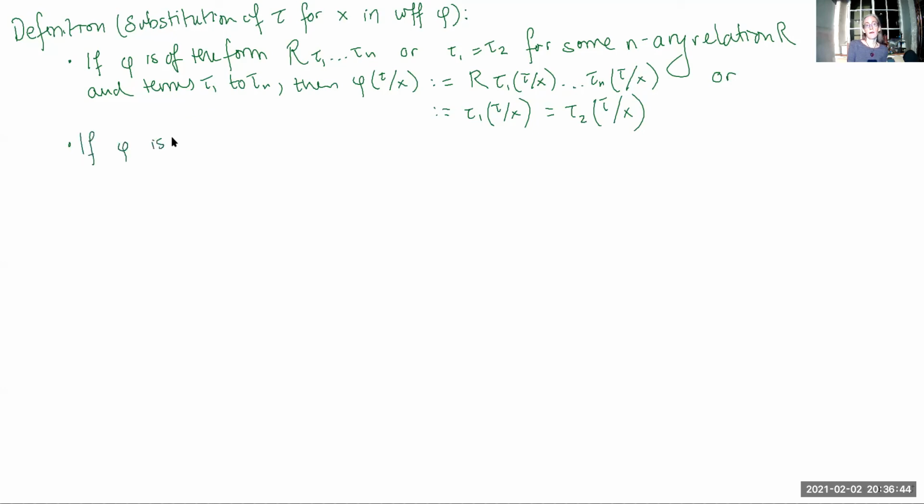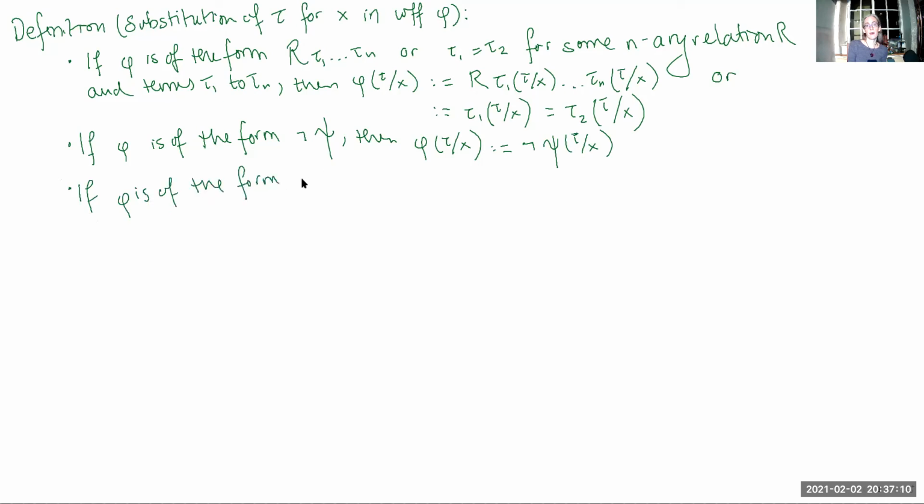If phi is of the form not psi, where psi is some well-formed formula, then the result of substituting tau in for x in phi is just going to be the negation of the result of substituting it in for psi. And it's going to be similar for the binary connectives. So if phi is of the form psi 1 or psi 2, psi 1 and psi 2, or psi 1 implies psi 2.